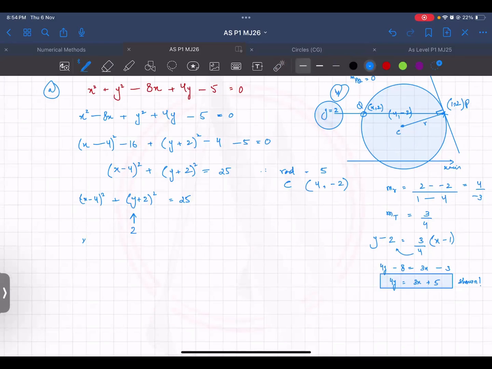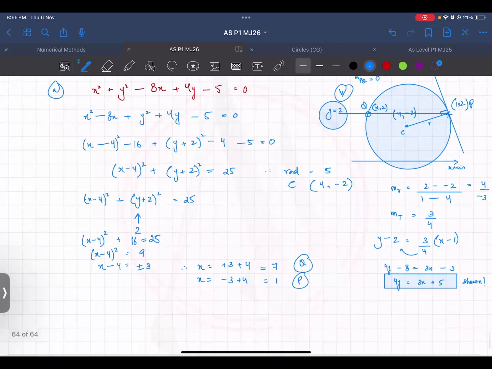So this would become (x minus 4) whole square plus 4 square, which is 16, equals 25. So (x minus 4) whole square will be 9. So x minus 4 will be plus minus 3. So x will be plus 3 plus 4 and minus 3 plus 4. So you can see the other value of x is 7, and this is your coordinate of P and this is your Q. On both of these, the value of y is equal to 2. So the coordinate of Q is (7, 2). This is your answer.